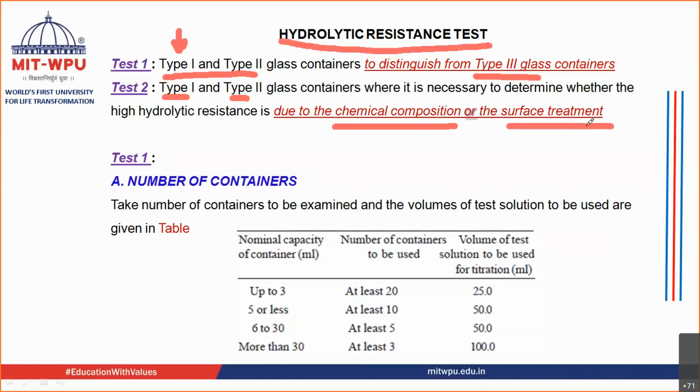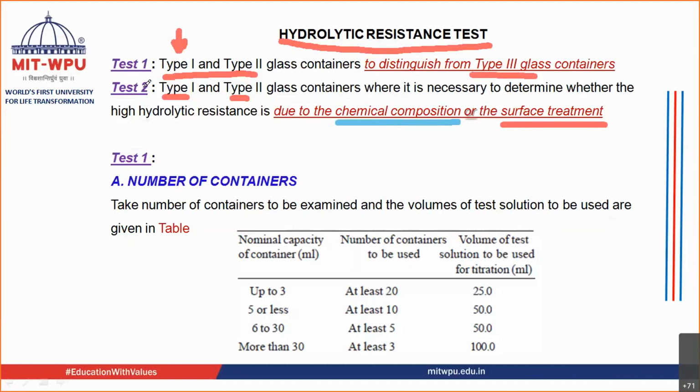If you remember, we give sulfur dioxide treatment to type 3 glass. Because of the treatment of the type 3 glass with sulfur dioxide, it becomes a little bit resistant. So whether this hydrolytic resistance is obtained because of this surface treatment, or whether it is obtained as in type 1 because of the chemical composition, because it is a borosilicate glass, you are going to find out from your test 2.